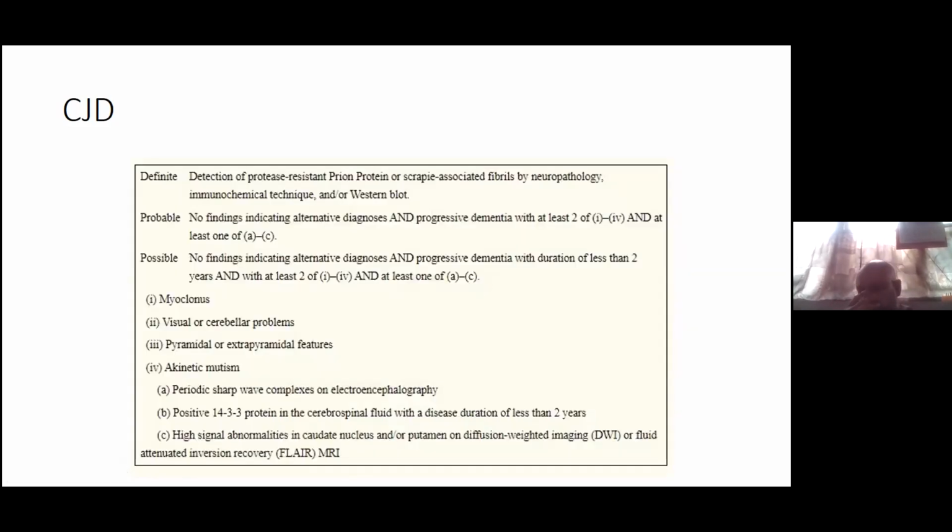So there are diagnostic criteria that have been laid down, and if you have 2 of these clinical features, which include myoclonus, visual or cerebellar problems, pyramidal or extrapyramidal features, or akinetic mutism, plus one of the investigations that have been highlighted, either imaging or positive CSF or an EEG to support the diagnosis, you may be dealing with Creutzfeldt-Jakob disease.